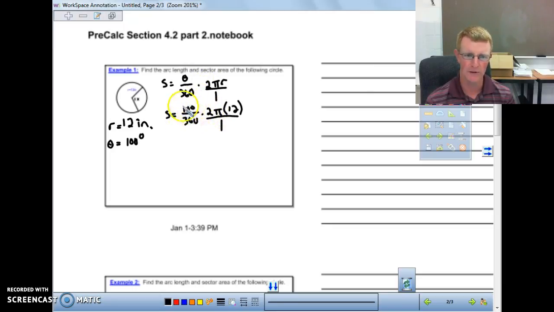So if I divide the top by 5 and I divide the bottom by 5, I get 20. And then the bottom becomes 18. 360 divided by 5 is 72. And then we can keep going. We can get rid of our 2, make it a 1, make this a 36.